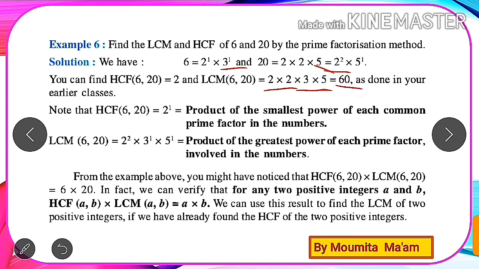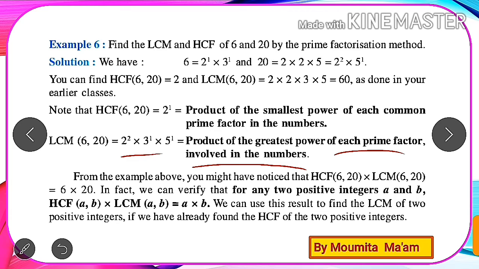So like this, you can find the HCF and LCM as you have learned in the previous classes. Now if you note, the HCF of 6 and 20 is 2 to the power 1, which is the smallest power of each common prime factor in the numbers. Students, the common prime in the given numbers, that is 6 and 20, is 2, and the smallest power is 1. So 2 to the power 1 is the HCF. LCM of 6 and 20 is 2 to the power 2, 3 to the power 1 into 5 to the power 1. That is the product of the greatest power of each prime factor involved in the numbers.